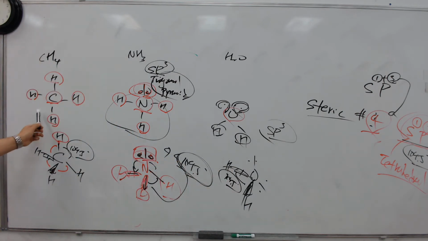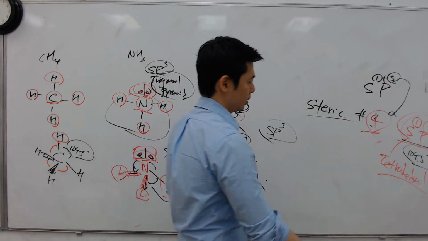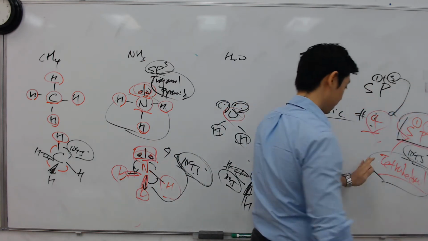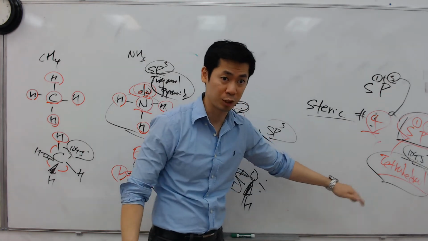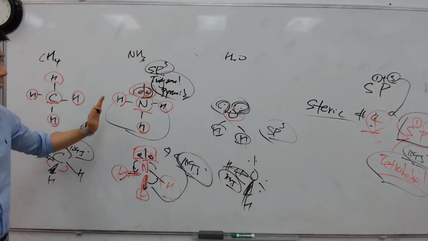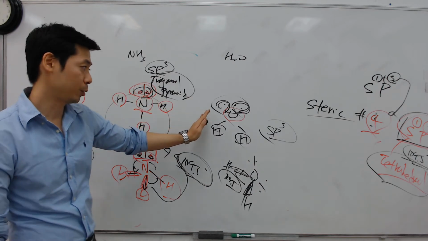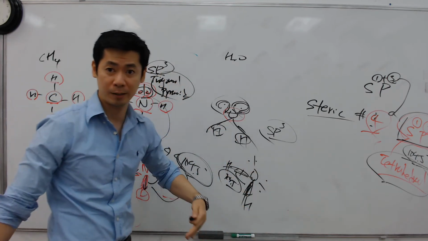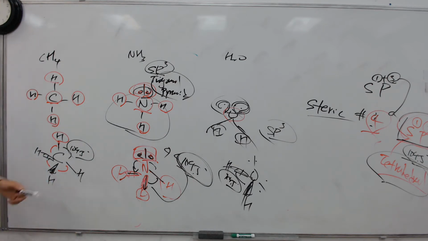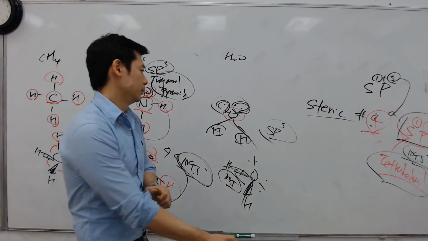But you gotta understand, guys, whenever you see sp3, the bond angle stays like this, and the backbone shape is tetrahedral, depending upon how many lone pair electrons you have. It could be a trigonal pyramid, or it could be a bent shape, depending upon the lone pair electrons. Very, very important, guys.